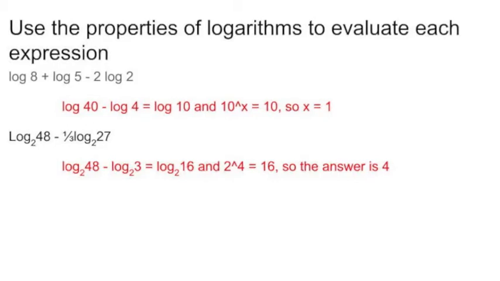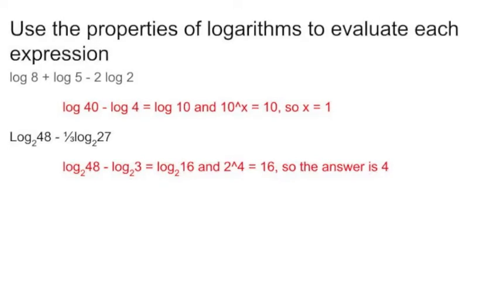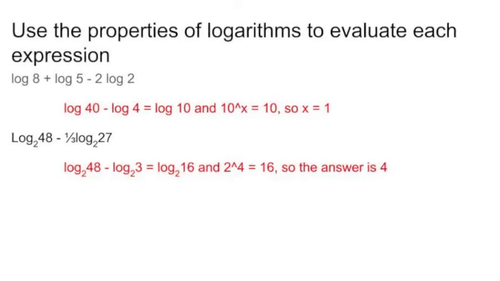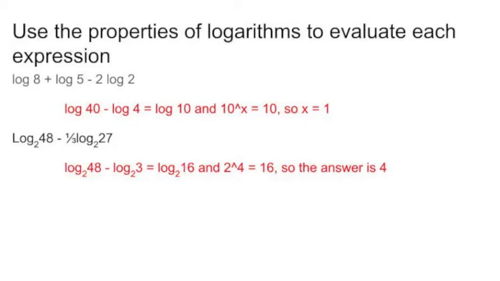Using our properties, when there is addition between two logarithms, that is the product property, so we need to multiply. That's where, in red, log 40 comes from, because 8 times 5 is 40. And then I have minus log 4, and that came from the minus 2 log 2. I used our power property, and I took that 2 in front of log 2 and moved it to the exponent. So we have log 2 squared. 2 squared is 4. So that gave us log 40 minus log 4.